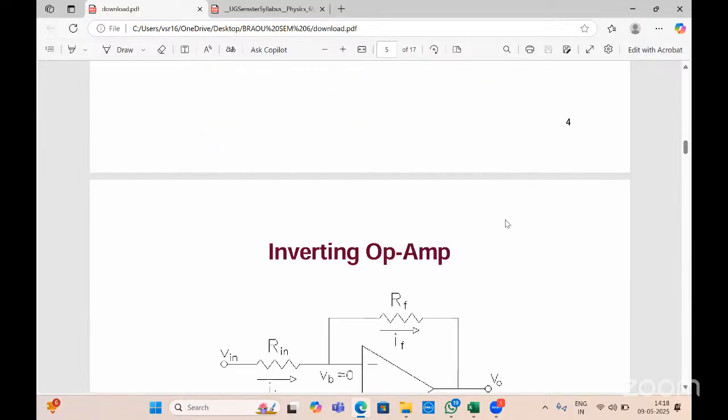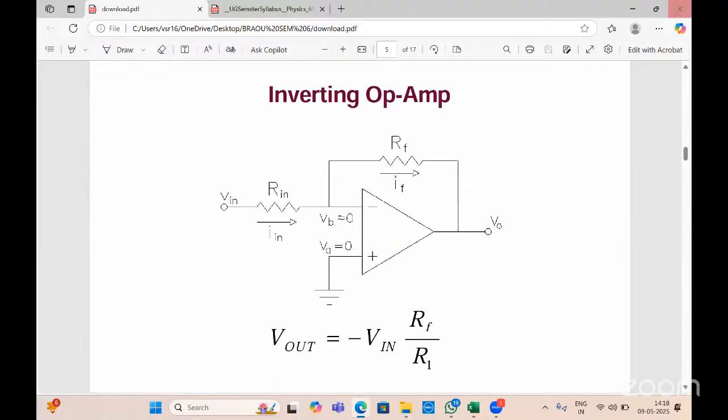Now the inverting operational amplifier. In our textbook, we had ZF in place of RF and ZI in place of RI. No need to worry, whatever it may be. So this is the inverting operational amplifier. The input goes to the negative terminal, which makes it an inverting amplifier. You can see here at the input there is a resistor, R input.